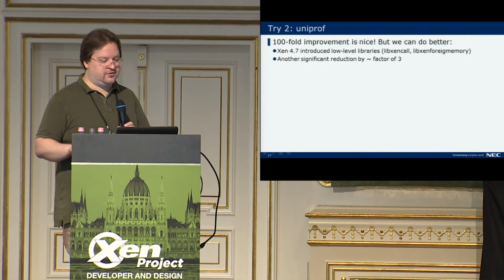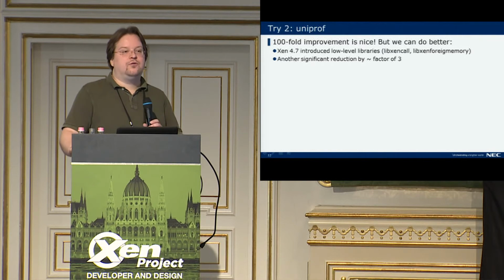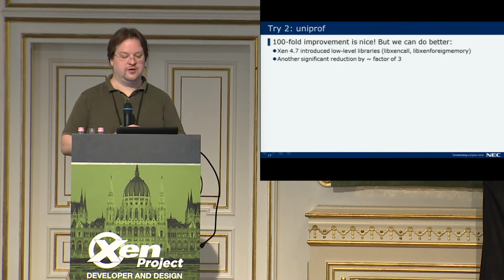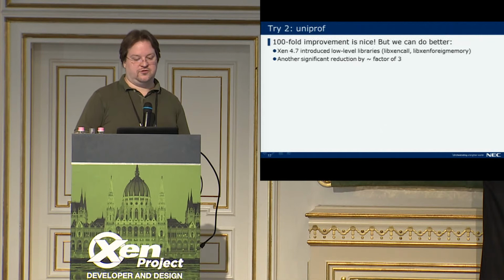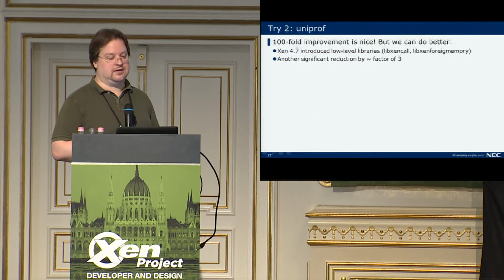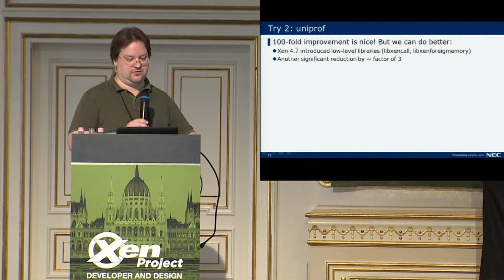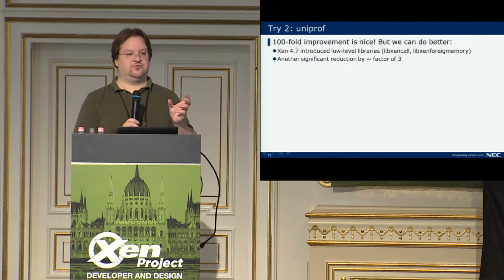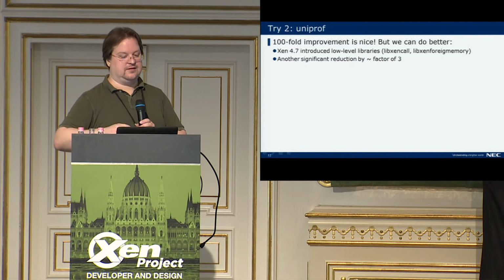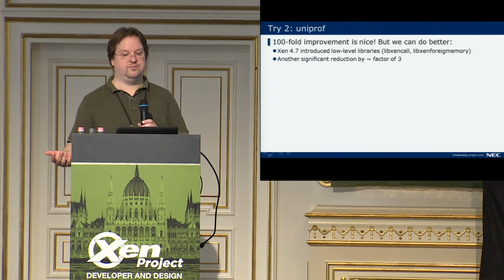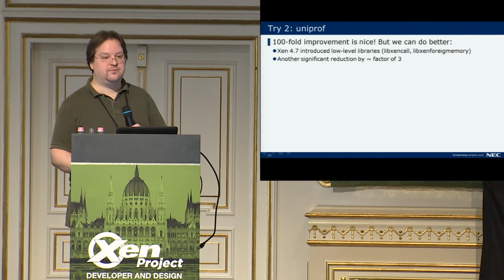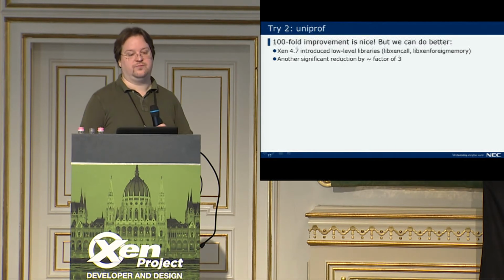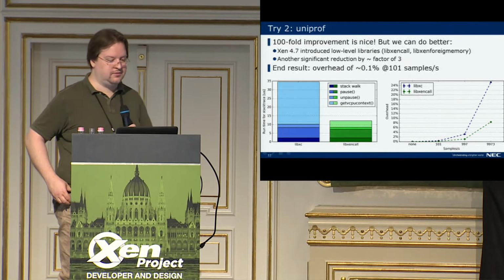So, as I said, Uniprof. So we already get almost 100-fold improvement over Xen CTX by these performance improvements that I showed before. But we definitely can still do better. So Xen CTX uses the libc C library for hypercalls and memory mapping and so on. But with Xen 4.7, we had these new additional low-level libraries introduced that are more specific to certain tasks, like libxencall for hypercalls and libxenforeignmemory for memory mappings. And these are actually also quite a bit faster in their runtime, and that alone already gives you another significant reduction of about a factor of 3. And you can see that here.